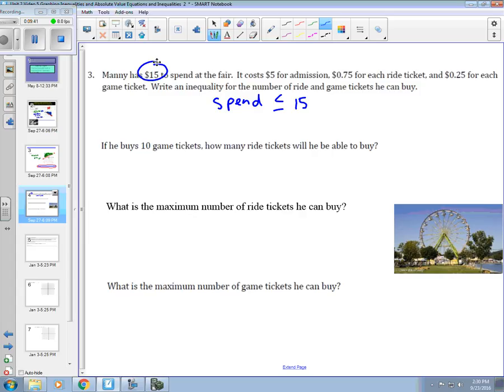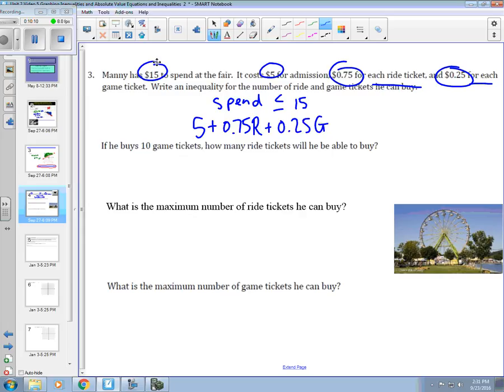Well, he spends $5 for admission. That's a one-time cost. He doesn't spend that more than once. 75 cents for each ride, so 75 cents times each ride. We don't know how many rides he's going on. Let's put R there for rides, plus he also spends 25 cents for each game ticket. We don't know how many game tickets he's doing. Well, let's use G for game tickets.